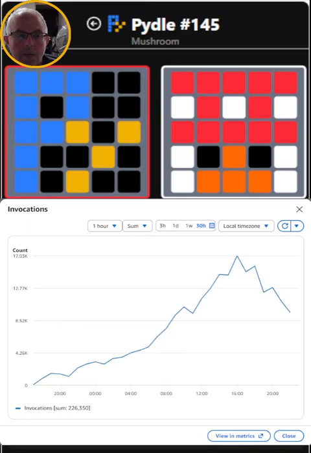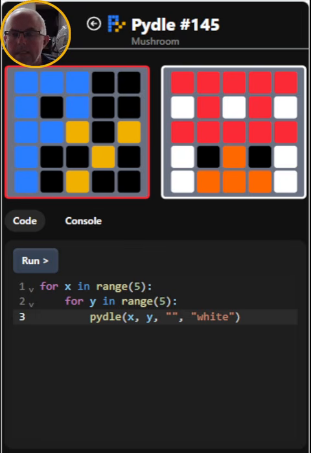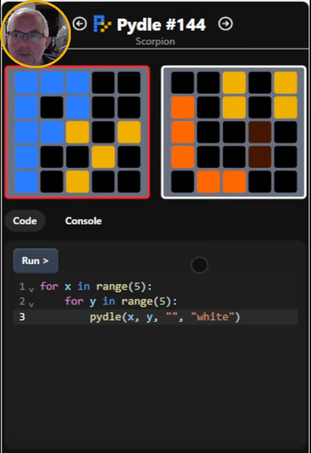Okay, so today's Pydle is a mushroom from Super Mario Brothers. So have a go at solving that. If you're new to Pydle, or you just want some hints on how to solve Pydle, then I will now solve yesterday's Pydle, which was a scorpion. So stick around.